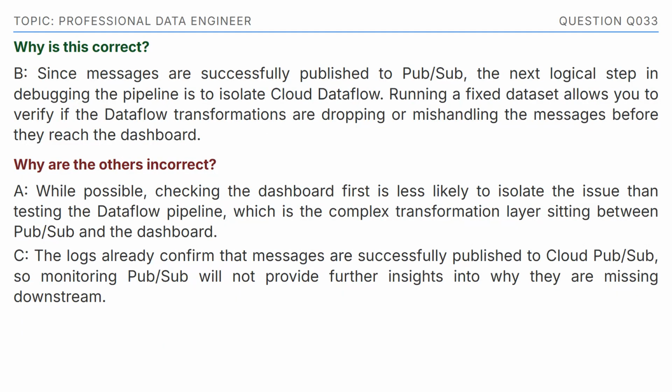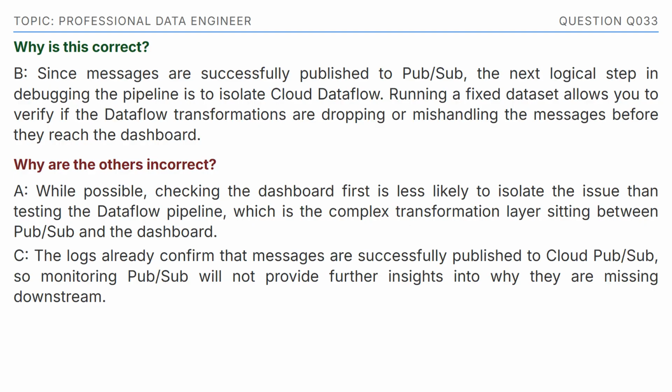Why is this correct? B, since messages are successfully published to Pub/Sub, the next logical step in debugging the pipeline is to isolate Cloud Dataflow. Running a fixed dataset allows you to verify if the Dataflow transformations are dropping or mishandling the messages before they reach the dashboard. Why are the others incorrect?